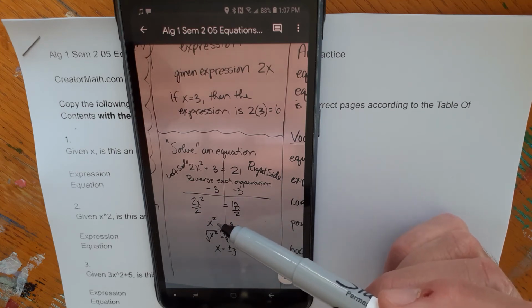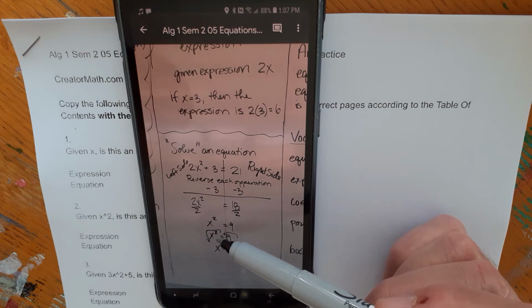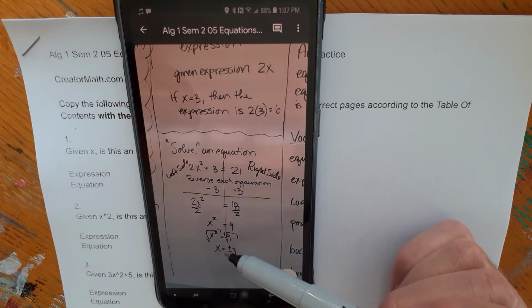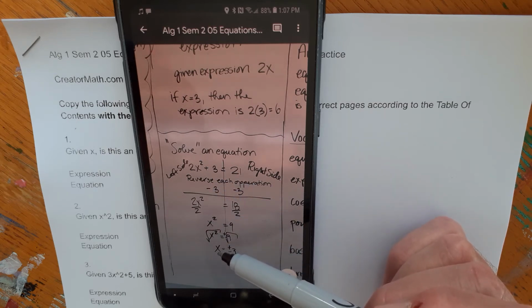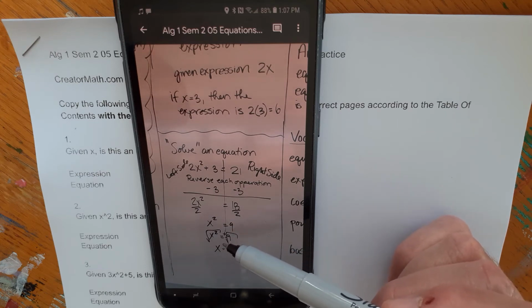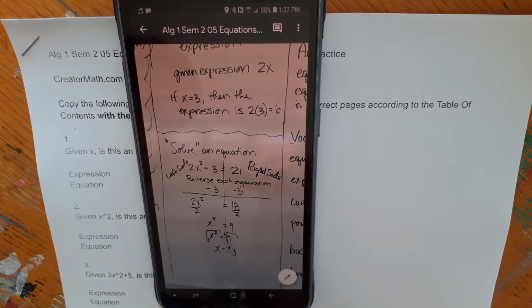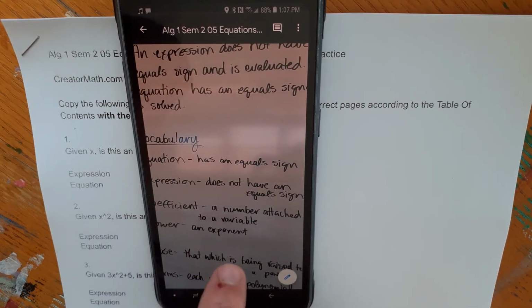We take the square root of a power 2 because that is the opposite of a power 2. So again, an opposite operation undoes everything. We're undoing this whole thing down to where we just have an x alone, called isolating the x. And if we take the square root of 9, we get plus or minus the square root of 9, which is plus or minus 3. So that's a 3 or 4 step equation.